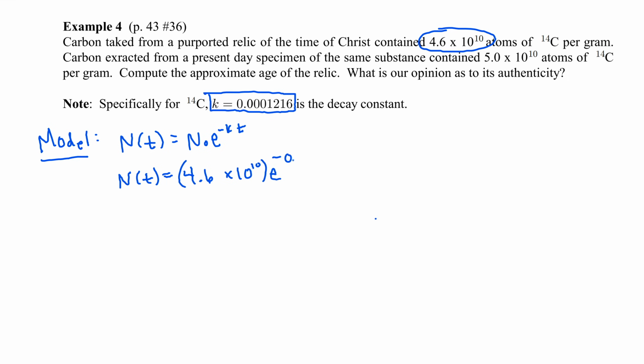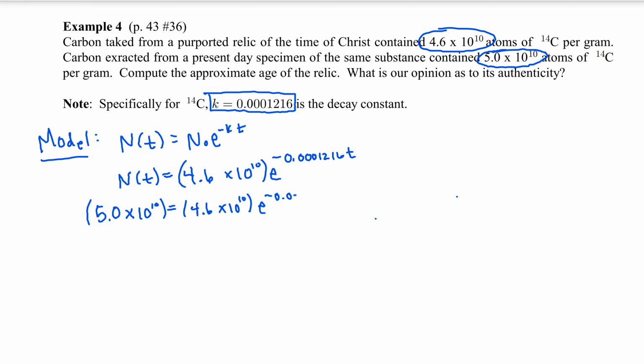And let's go ahead and replace K with 0.0001216. 1, 2, 3 zeros there. Now, the present day specimen contains 5.0 times 10 to the 10th atoms. Whoops, forgot my t. Let's go ahead and write our t there. So the present day specimen, the number of atoms here, we're going to plug that in for N of t, is 5.0 times 10 to the 10th. So this is going to set up an equation that I'll be able to solve for t. t is going to be time in years.